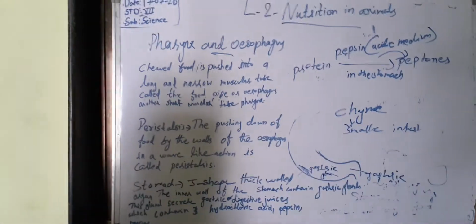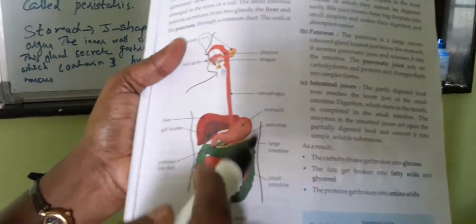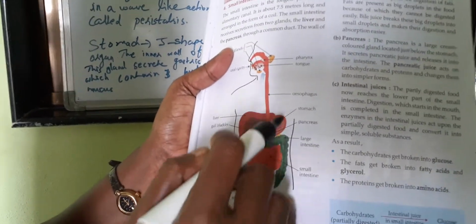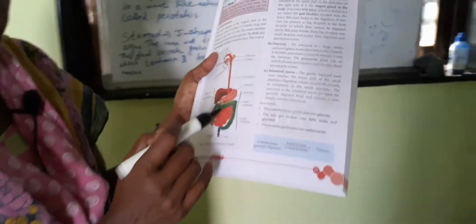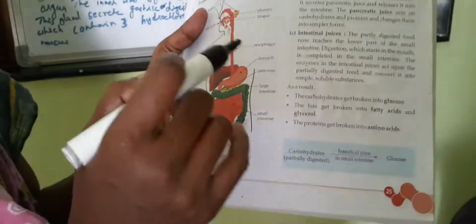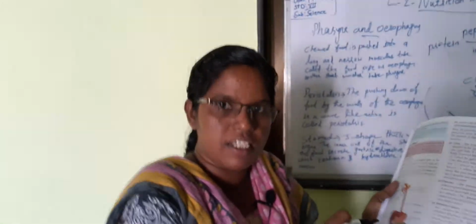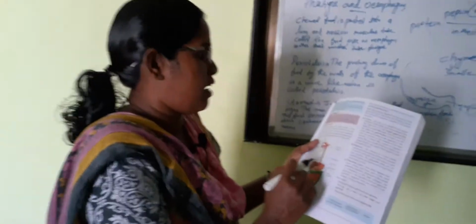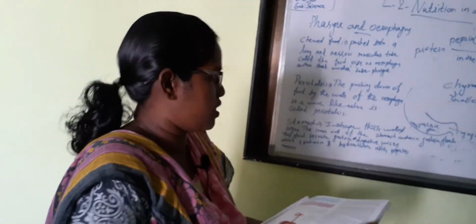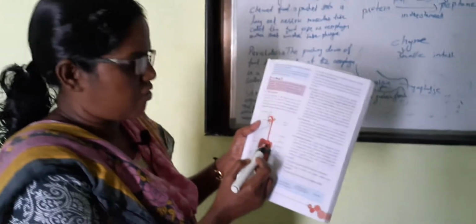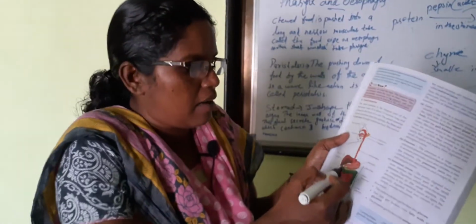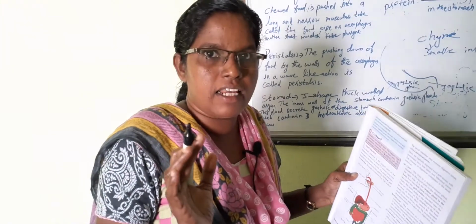So these are the functions of the pharynx and esophagus. Look here: pharynx, esophagus, stomach. Here digestion happens, and there are three substances: hydrochloric acid, pepsin and mucus. Mucus protects the inner wall. Hydrochloric acid kills the harmful bacteria in food. Next, pepsin in an acidic medium digests the proteins in the food, making peptones. After this digestion, the food is chyme. Where does the chyme go? To the small intestine. Understand? Any doubt?